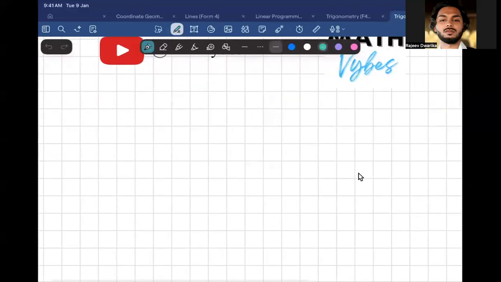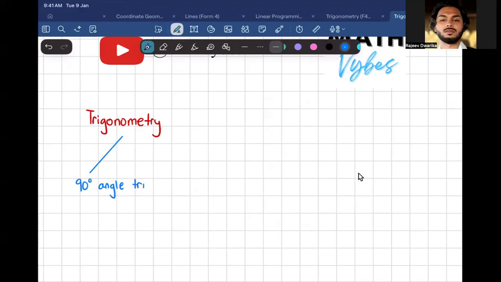So there are two types of triangles in trigonometry, the ugly one and the not so ugly one. We're going to look at the not so ugly one first. Under trigonometry, we have 90-degree angle triangles. What's another name for 90-degree angle triangles, guys? Right angle. Right, right angle triangles.